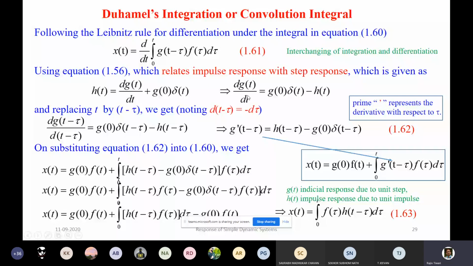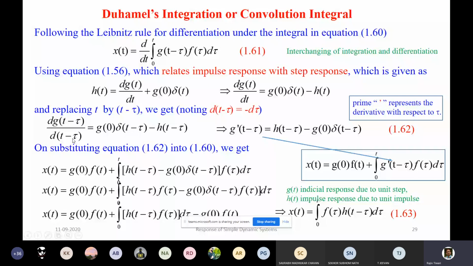I think there is a sign change here, so no problem. I will correct this. So here, basically, what we are doing now, we are now replacing the time t with t minus tau. Just a change of variable. We are doing it so that when we differentiate, d(t minus tau) will be minus d tau. So you can see this t minus tau.